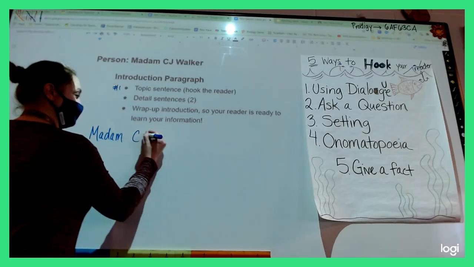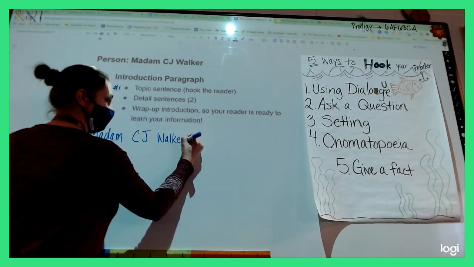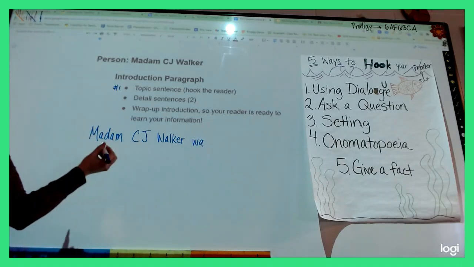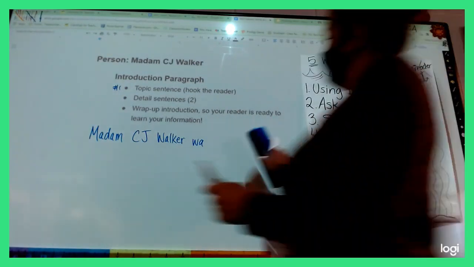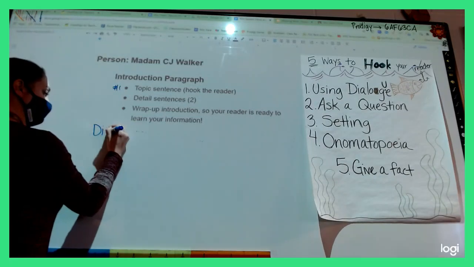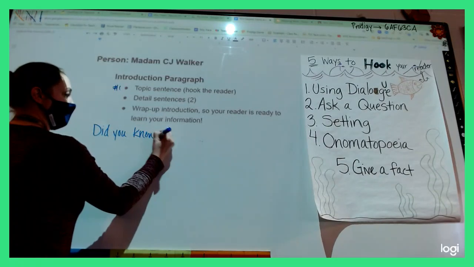So first, I'll say her whole name, Madam C.J. Walker. Is her name actually Madam? Yes. Mm-hmm. Madam. And you know what? I didn't even write. I'm so distracted. I wrote not what I'm thinking. I'm writing a question, Mrs. Hare. Did you know? Did you know that? Shh, Eric.